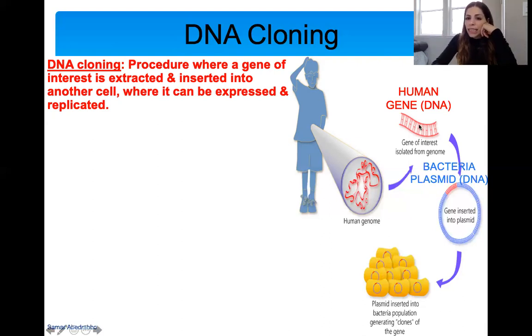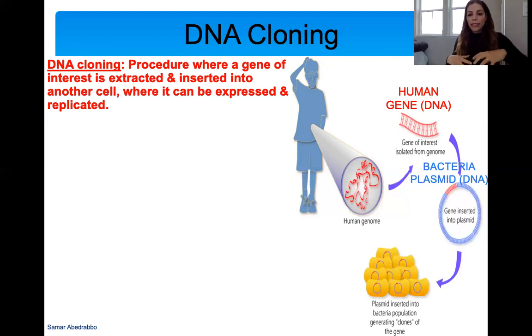After you've isolated just that gene, you're going to put it on a bacterial plasmid. We're going to talk about how this is done. And then you're going to take this bacterial plasmid and stick it back into bacteria. We stick it into bacteria because bacteria reproduce really quickly, as they just divide by binary fission.